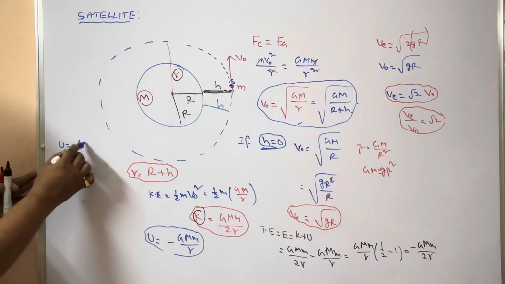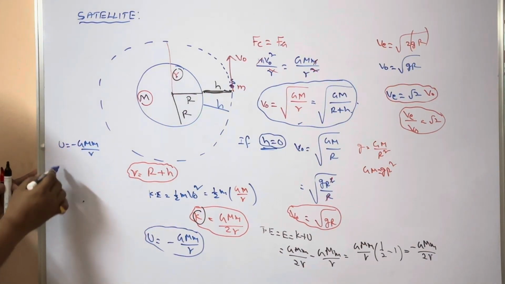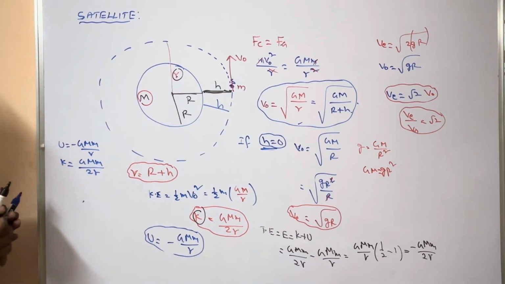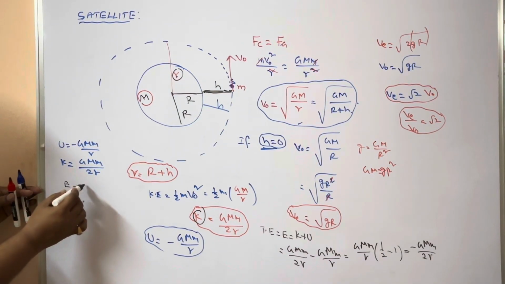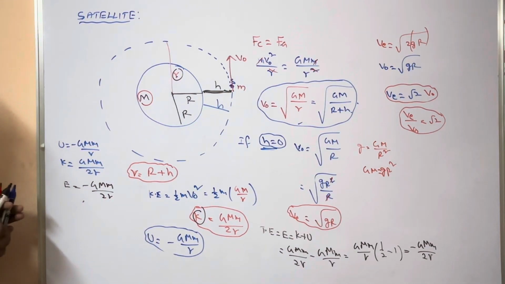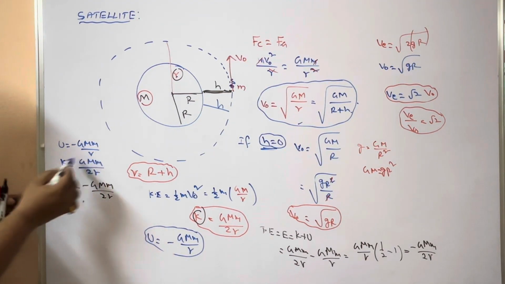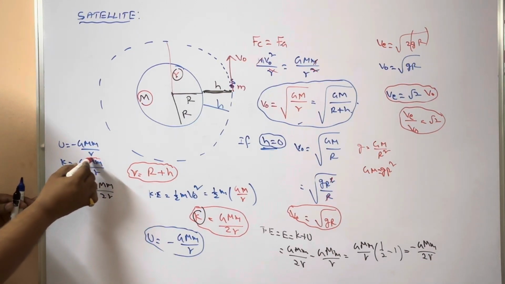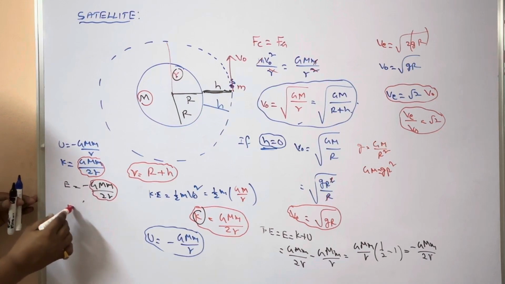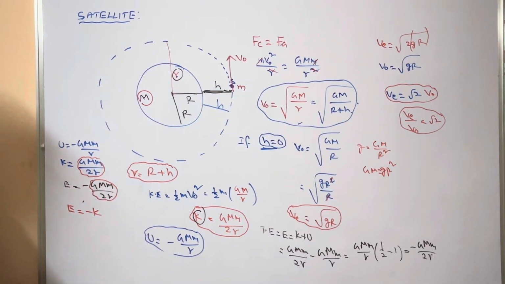So potential energy is minus GMm by r. Kinetic energy is GMm by 2r. Then total energy is minus GMm by 2r. So in place of GMm by 2r, what can we take? In place of GMm by 2r, we can write K. Therefore, total energy is equal to minus K.